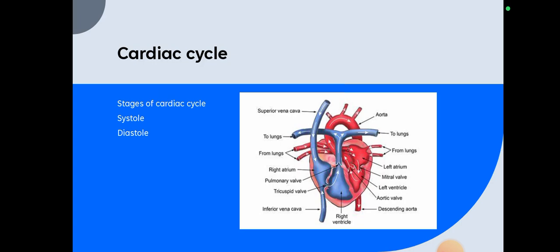Now there are many cycles. There are cardiac cycles, then there are stages, then there is systole and there is diastole. In the diagram you can see in blue the vena cavas, and in red the aorta. You can also see the left atrium and valves, and the circulation, veins and arteries.